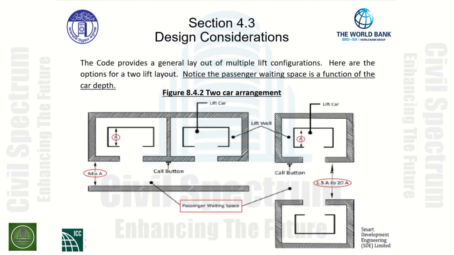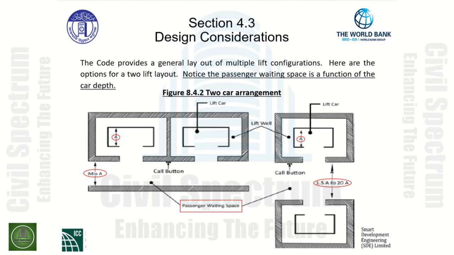The code provides a general layout of multiple lift configurations. Here are the options for a 2-lift layout. Notice the passenger waiting space is a function of the car depth. In figure 8.4.2, the 2-car arrangement, we have 2 different arrangements. The first arrangement, on the left-hand side, gives us 2 lifts that are side by side. In front of the lifts is the passenger waiting space.